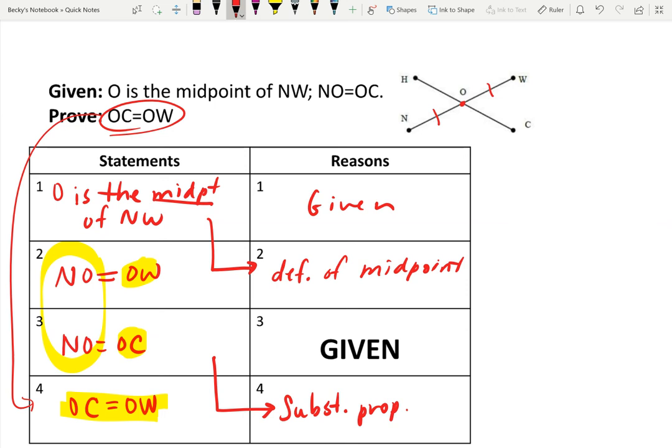And we use step 2 and 3 to help get us to step 4. So every step is going to be important. You're going to have to apply it to help you get to your final answer. This is a direct proof.